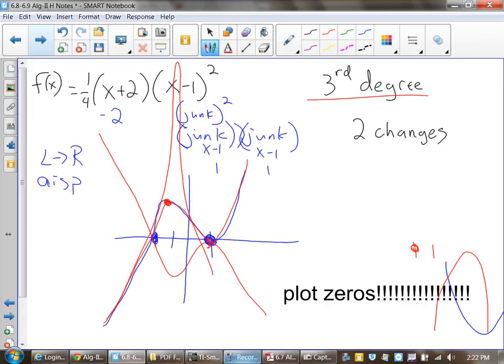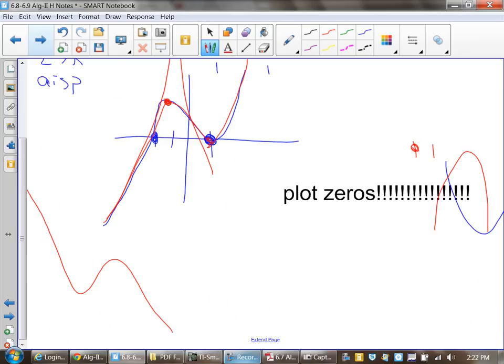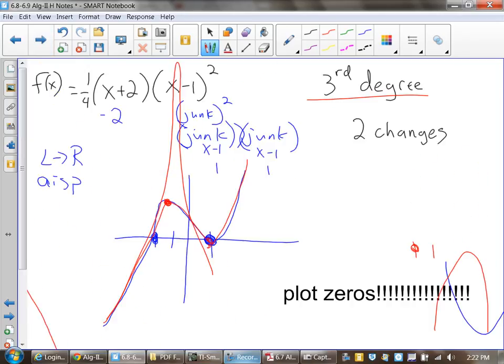Wait, so isn't there a way to find the vertexes like this too? Yes, and that's where these things come into play. So that's how you know. This value would be called the local maximum. Because you have a maximum and a minimum in this problem, this would be the local maximum, and this would be the local minimum.